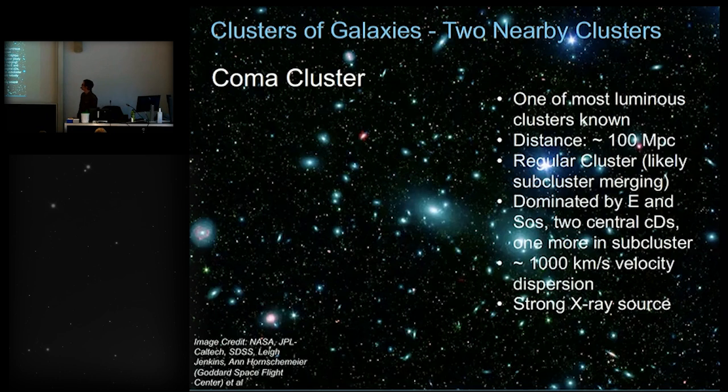Here is one of the most luminous clusters known in our local universe, the Coma cluster, at a distance of 100 megaparsec. It's a regular cluster, and it might have undergone some subcluster merging. It's again dominated by ellipticals. It actually has two central cDs, which is also a hint of this subcluster merging, right? And we have one more in the subcluster. It has a 1,000 kilometers per second velocity dispersion, indicating a higher mass. It's also a very strong X-ray source, as we will see.